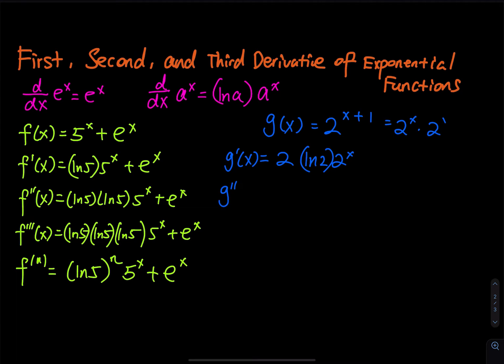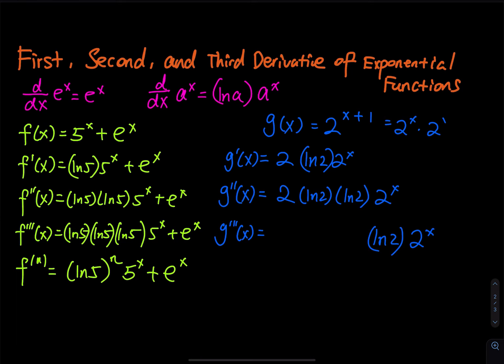And then g double prime, the second derivative. Based on this ln 2, when you take the derivative again, that produces another ln 2. So you have ln 2, and another ln 2, times 2 to the x, and this 2 is just there. And then another derivative, triple prime, that produces another ln 2. So that gives you a 2 to the x, and then ln 2. And then you copy the rest over. So 2 times ln 2, and then ln 2.